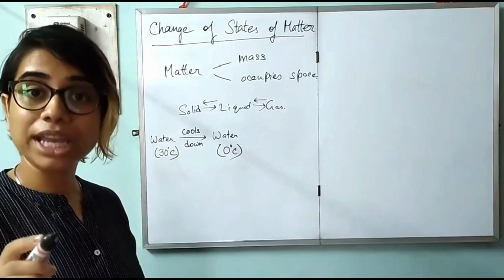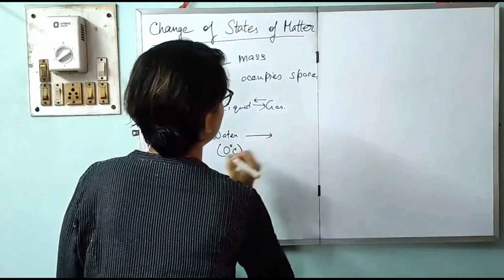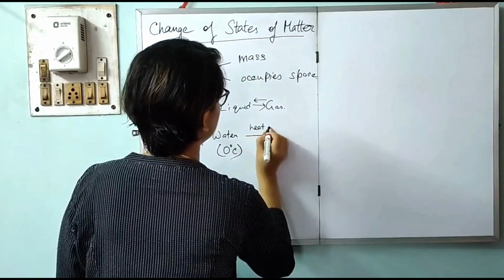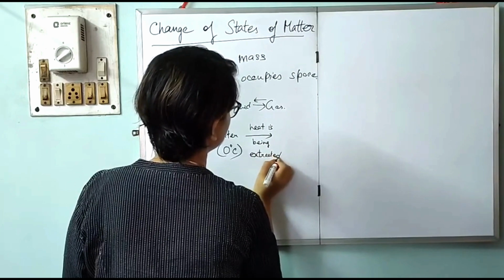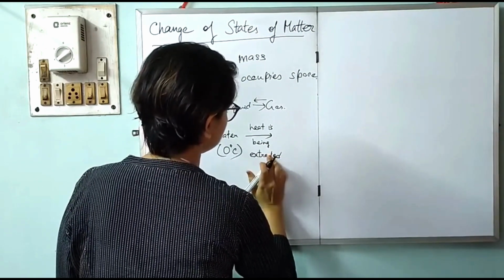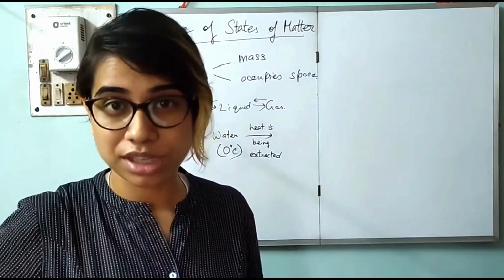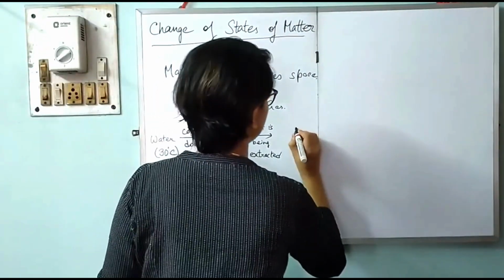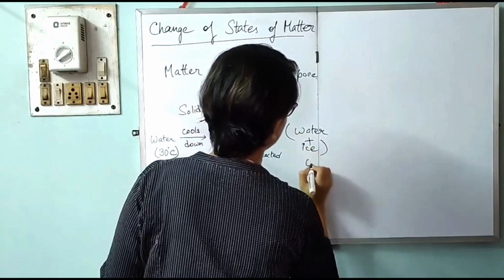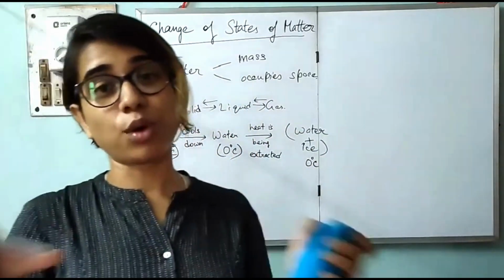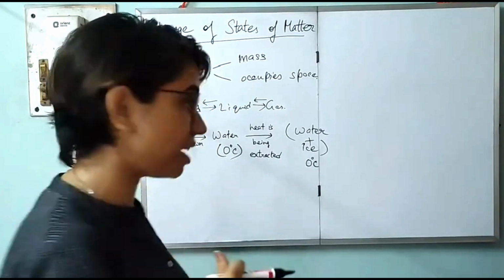Now what will happen? Now it will start to freeze. The process of freezing will start. So heat is being extracted. The freezer is taking away all the heat from the water and it is cooling it down farther, more and more. So at a point there is a mixture of water and ice, right? It is cooling down, but the temperature is still fixed at 0 degrees Celsius, okay?